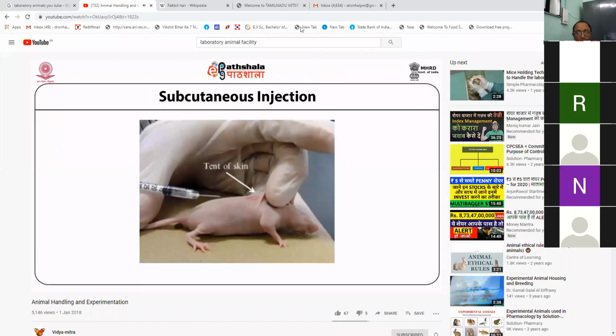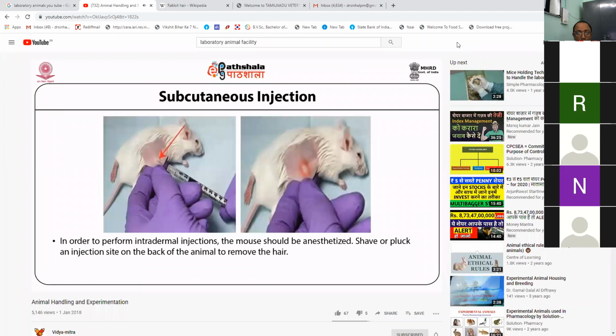This is the third injection, what we call intradermal injection, which we do for any lysing antibody or for rheumatic arthritis injection like collagen injections. We go for intradermal, where the mouse is usually anesthetized and the site of injection should be cleaned properly, and in the small area we have to inject with a 25 to 26 gauge needle. This figure shows you how to inject properly.